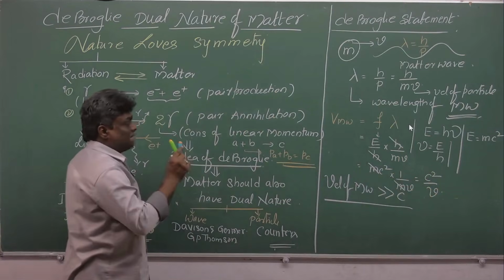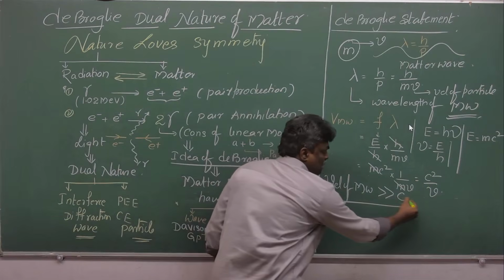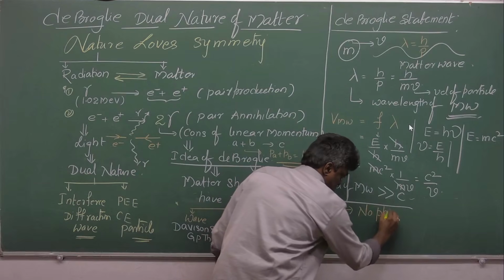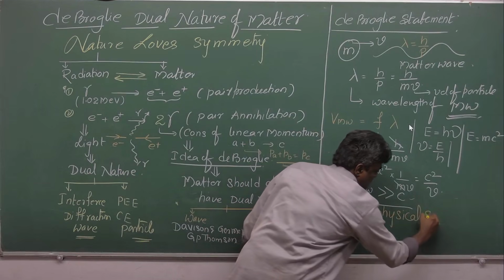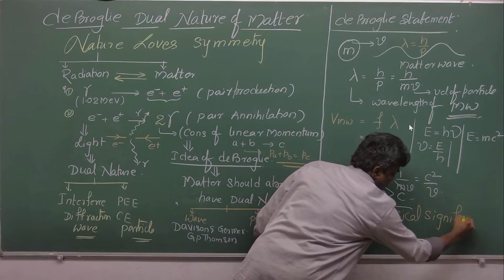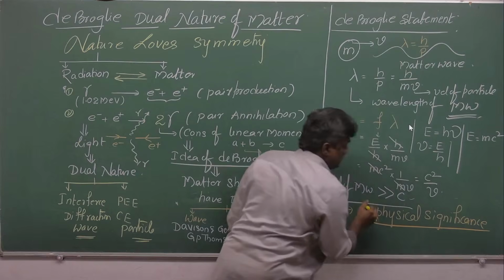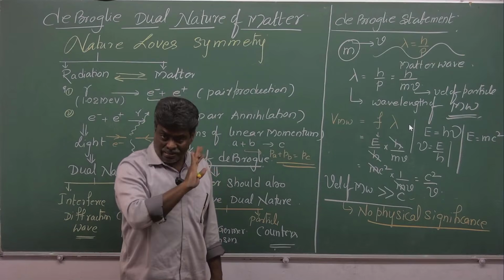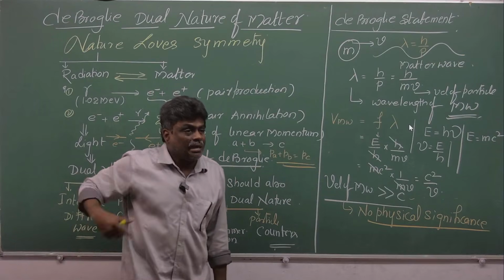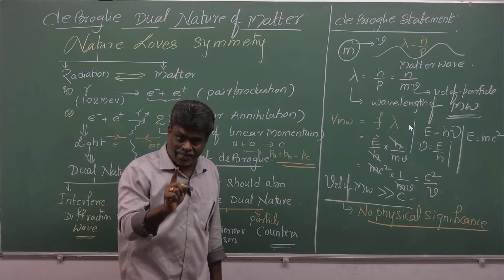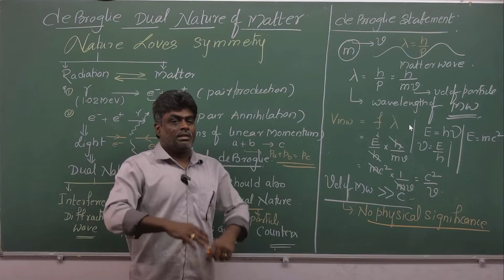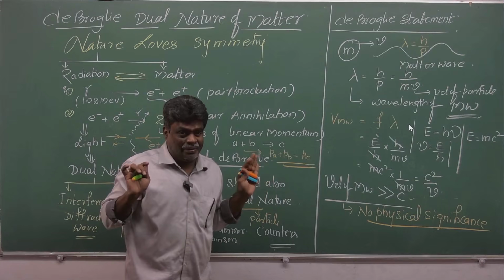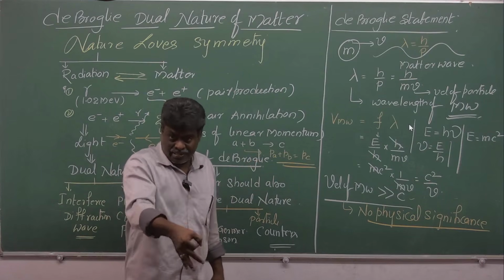So the velocity of matter wave is greater than c. That's why it has no physical significance. Anything that travels with a velocity greater than c does not have any significance. That's why the matter wave does not have significance. Is that clear? Then what is a matter wave? It is not an electromagnetic wave, and it is not a mechanical wave. That we will discuss. First write down.